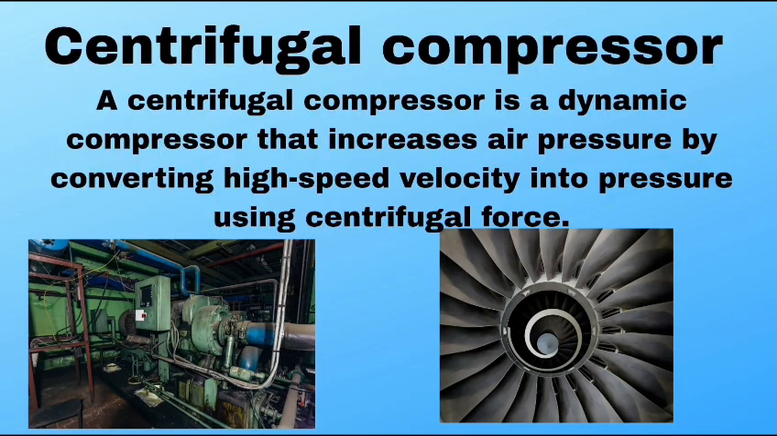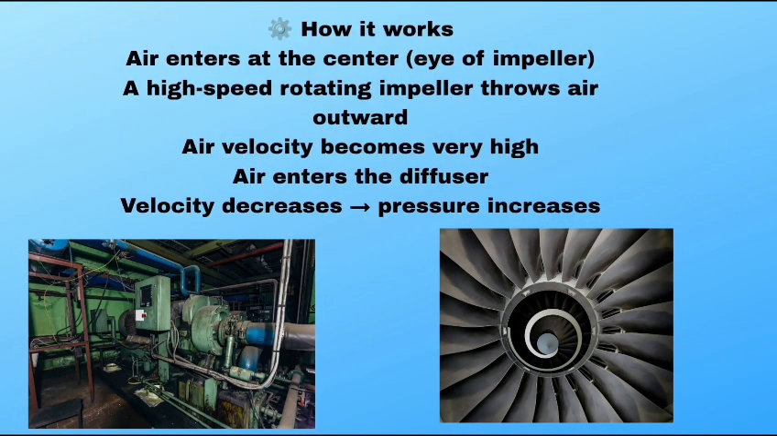A centrifugal compressor is a dynamic compressor that increases air pressure by converting high speed velocity into pressure using centrifugal force. How the centrifugal compressor works: air enters at the center of the compressor. A high speed rotating impeller throws the air outward. Air velocity becomes very high. Air enters the diffuser and velocity decreases.